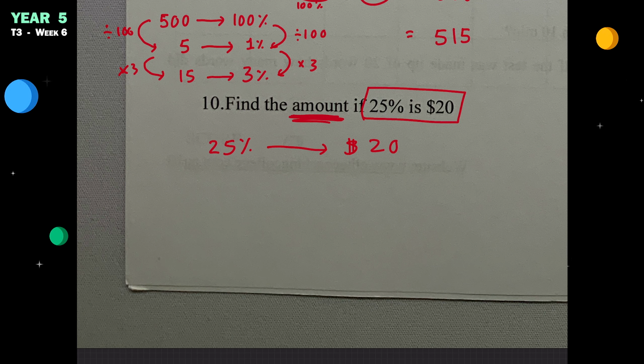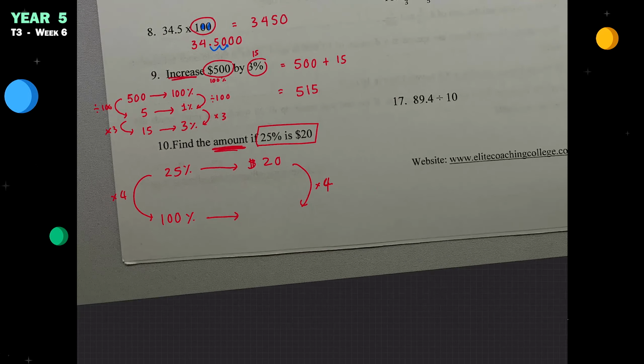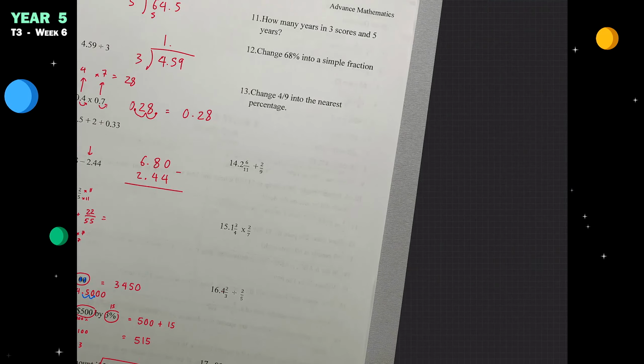25% is only a part of the amount, right? They want you to find the whole amount. They want you to find 100%. If I said the whole amount or all of the amount, it means 100%. So the question is how to go from there to there. Okay, we just times it by 4, and obviously we times it by 4, which you can get the answer to that one. So easy, right? Okay, moving on.